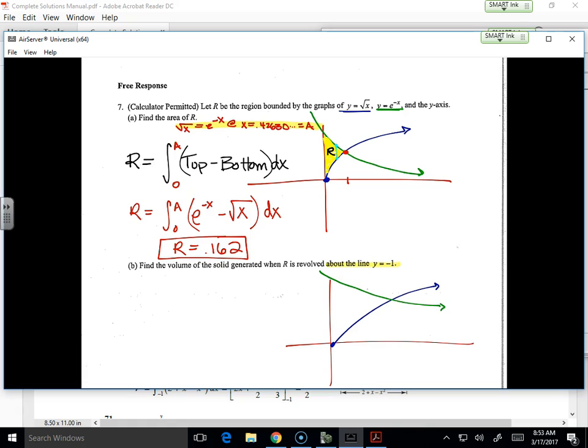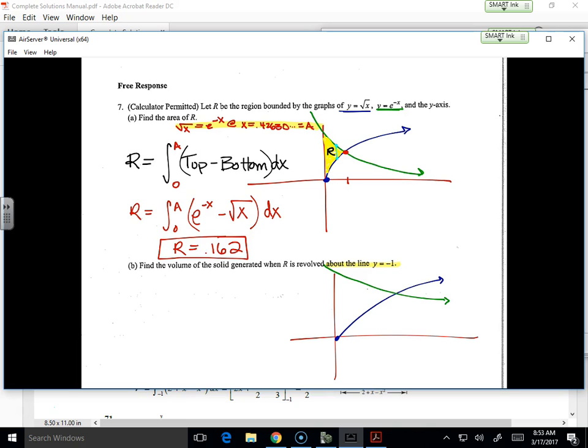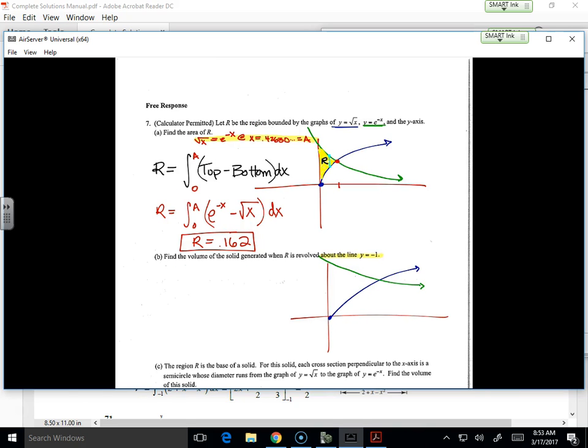Where are we revolving this buddy around? Now, where is -1? Above or below this region? I zoomed in, in case you're wondering. Isn't it below? It's not an axis? No. But what am I doing around that line, y equals -1? I'm still revolving.